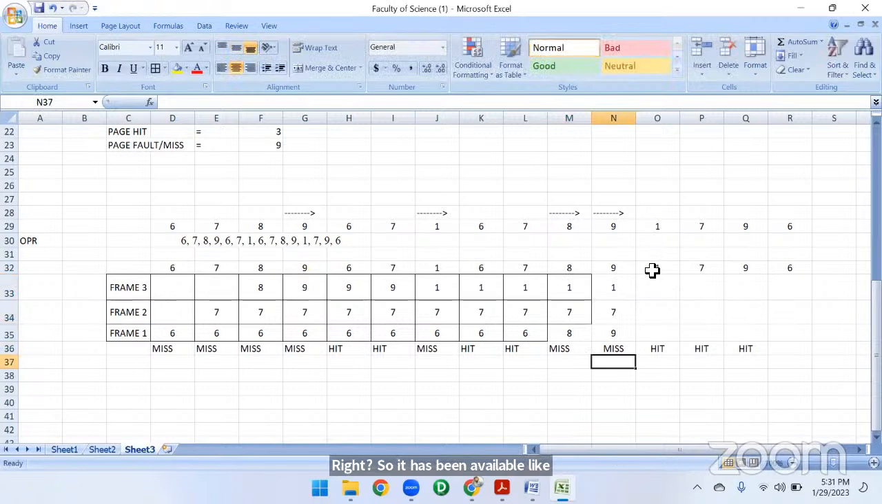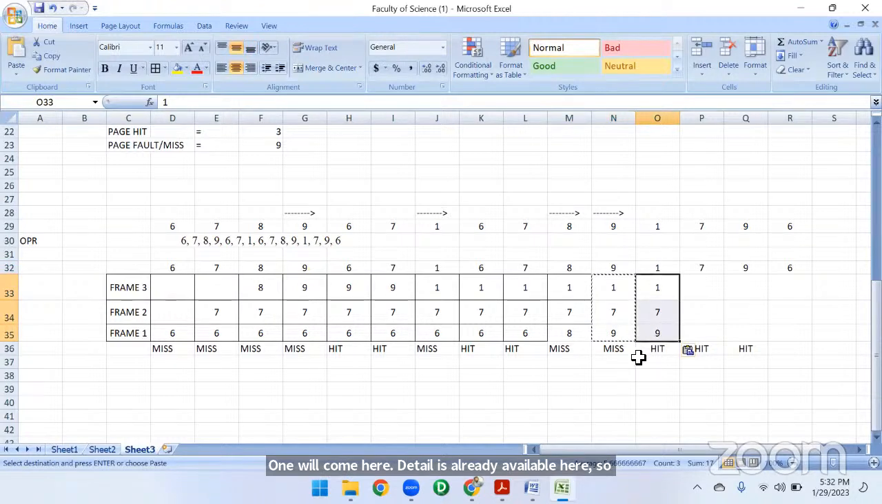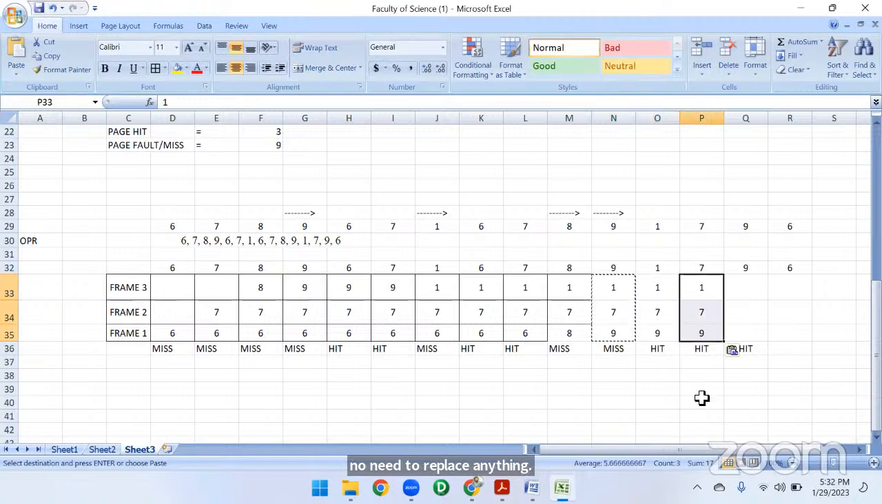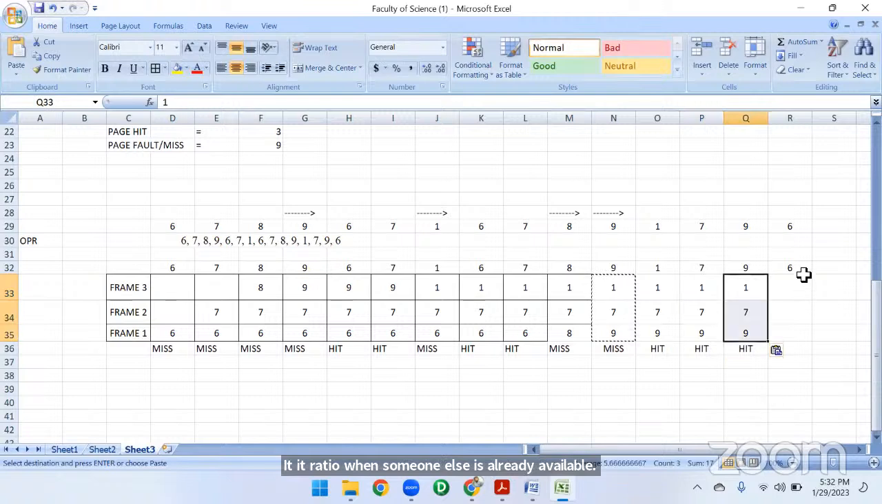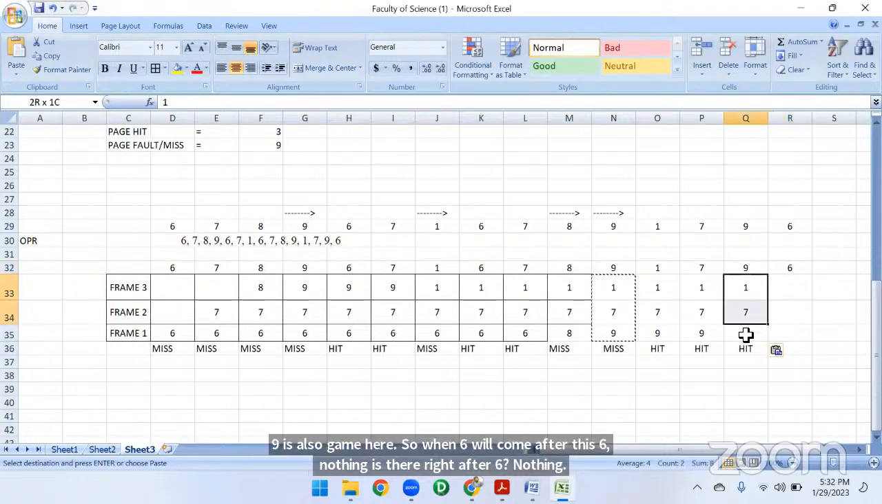When 1 comes here, it is already available, so no need to replace anything. It goes into the hit ratio. 7 is also already available, and 9 is also already available. So when 6 comes, after this 6 nothing is there, right? After 6, nothing is there. So 6 can be replaced with 1, 7 or 9.